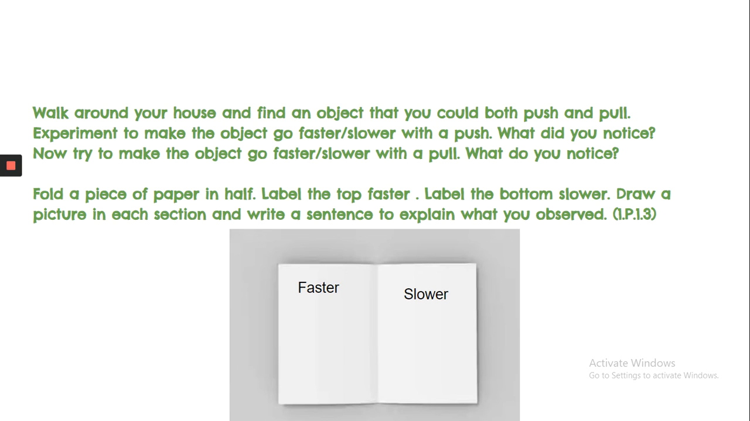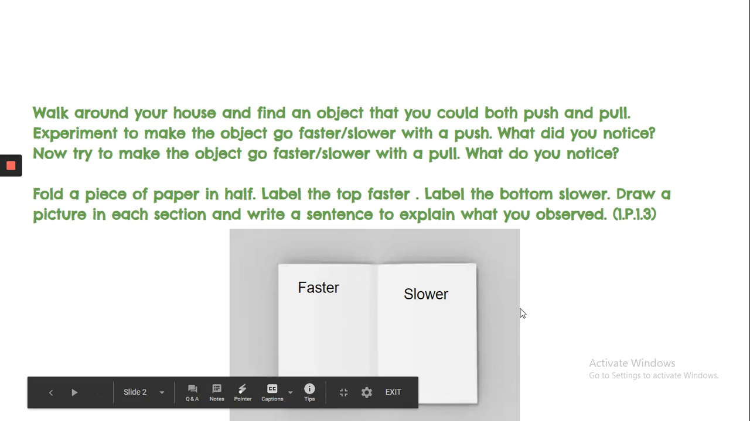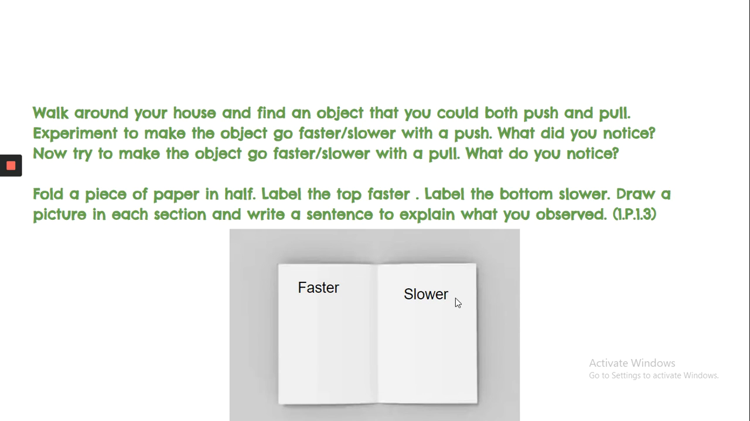So then just below, like I have, you're going to fold a piece of paper in half. You're going to label the top faster and slower, and then draw a picture in each section and explain what you observed. And then turn this paper in to your teacher.